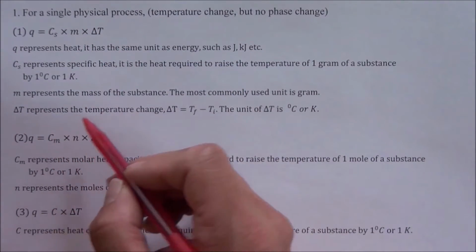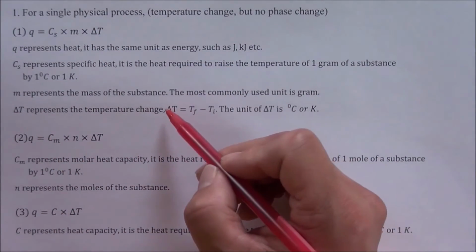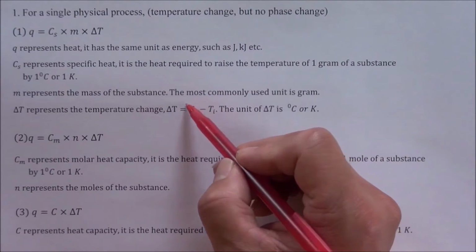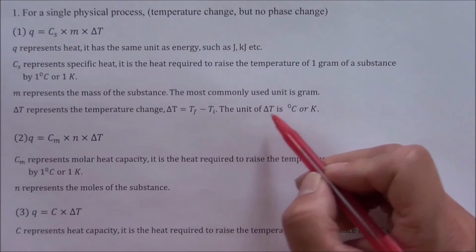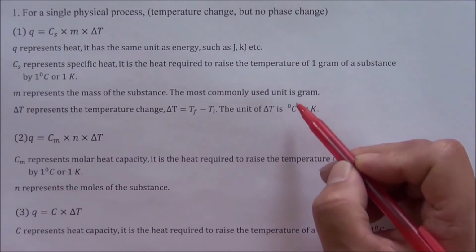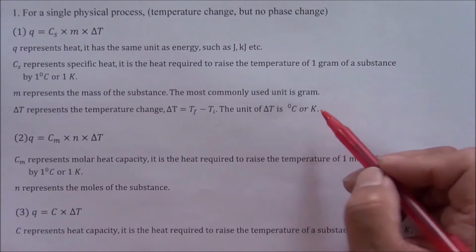Delta T represents the temperature change. Delta T can be calculated by using the final temperature minus the initial temperature. The unit of delta T can be degrees Celsius or Kelvin.